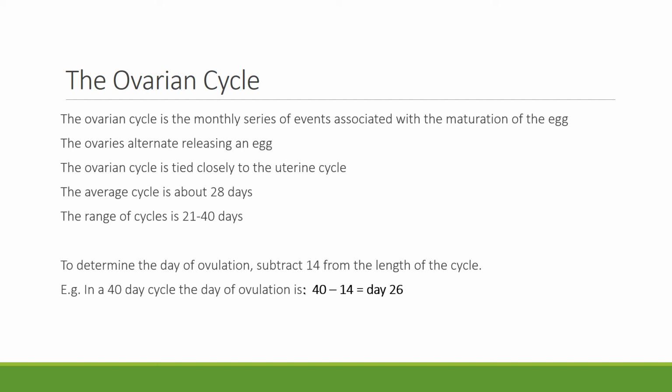The average ovarian cycle is about 28 days, but this is just an average. Some cycles can be longer, some cycles can be shorter. The range of cycles is usually between 21 and 40 days. To determine the day that a woman ovulates, you would subtract 14 from the length of the cycle. So if her cycle was 40 days, 40 minus 14 means day 26 is the day of ovulation. The first part of the ovarian cycle can vary, the last part does not.